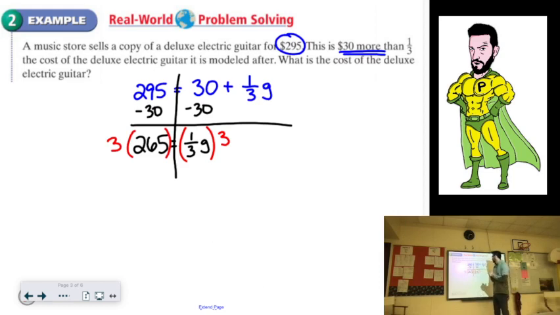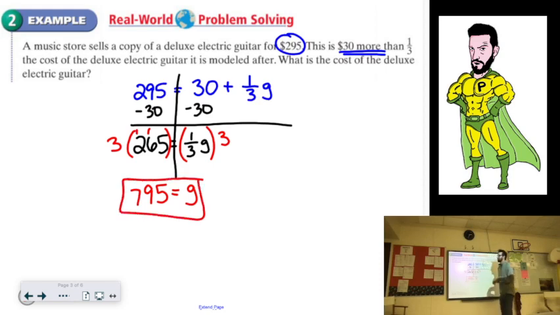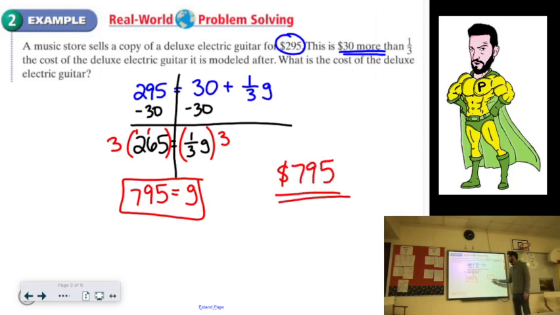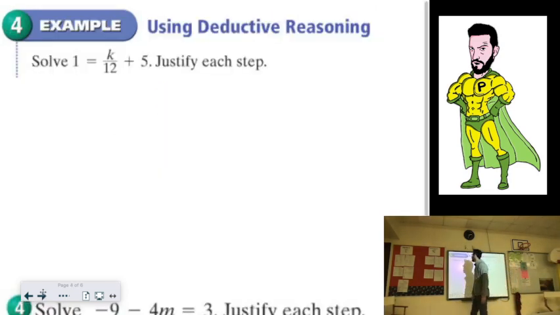Alright. Whew. Yeah, this one's going to be a doozy. So 3 times 5 is 15, carry the 1. 3 times 6 is 18, plus 1 is 19. 3 times 2 is 6, plus 1 is 7. So 795 equals G. But we're answering a word problem, so why not answer the actual question? What is the cost of the guitar? It's $795. It's got to be a pretty outstanding guitar. Pretty outstanding. Alright.